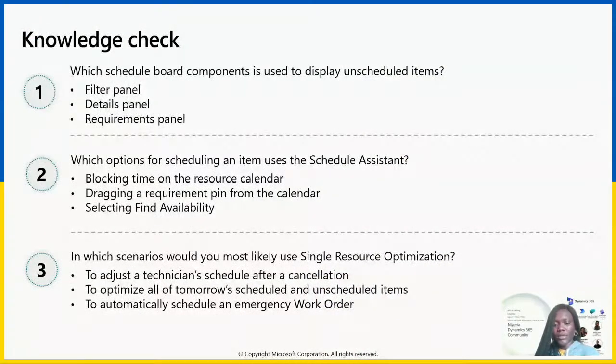Some questions for us to answer. Which schedule board component is used to display unscheduled items? What do we use to display items that are not scheduled? Yes, we use the requirements pane to display that. Which option of scheduling an item uses the schedule assistant? That is the find availability. If you remember, we clicked on the find availability at the lower end of the schedule board.